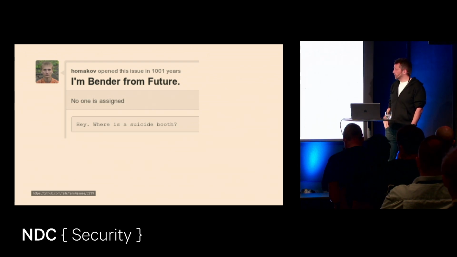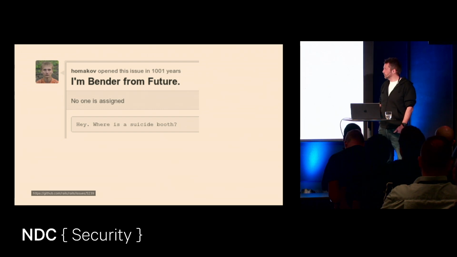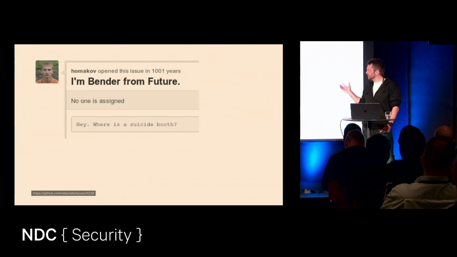And because no one listened to him, he went as far as adding his own SSH key to the Ruby on Rails GitHub repo. And then he got the attention. He was kicked out of GitHub for a while, and then they realized that he was only trying to do this to show that this is an actual problem.